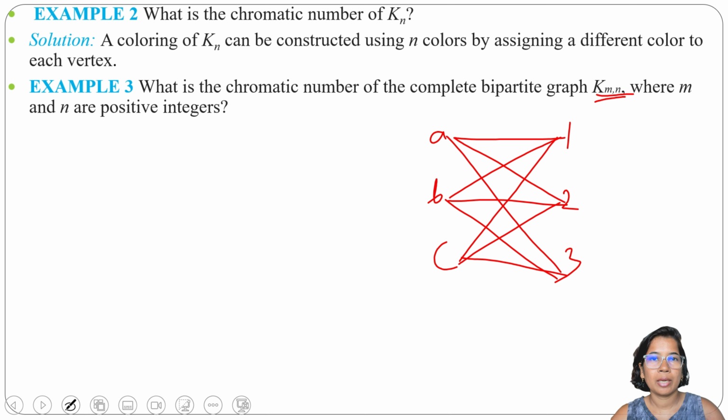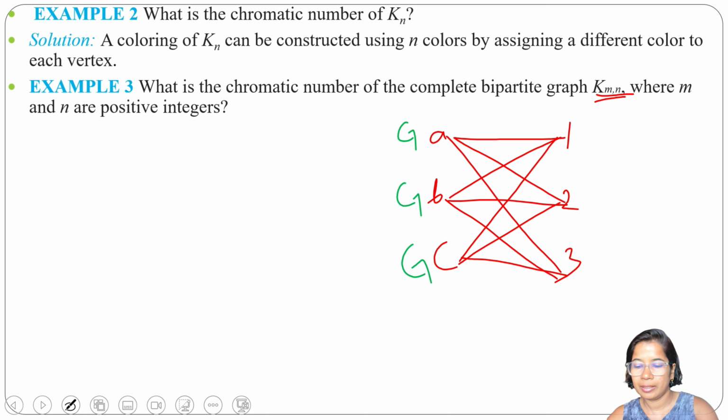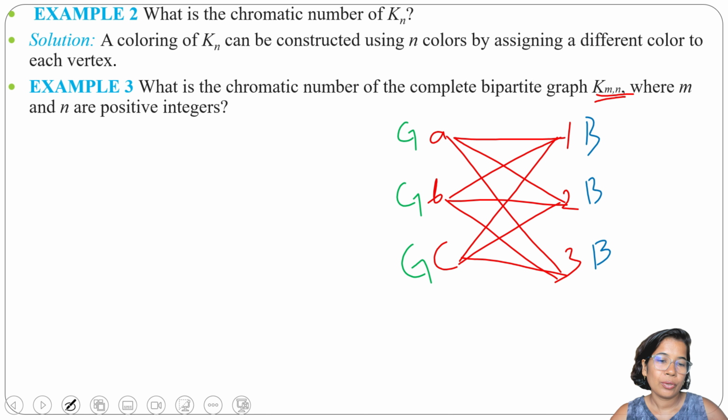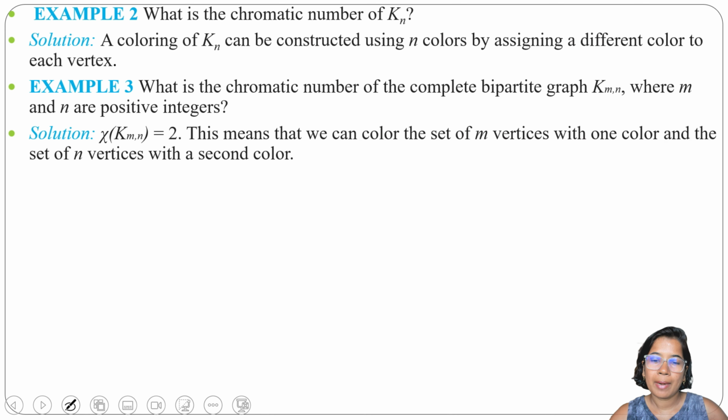Now let me assign colors. For A I can assign green, for B green, for C green. Then for 1 I can assign blue, for 2 blue, for 3 blue. So we just need two colors, one color for one set, another color for the other set. In Kmn we are partitioning the vertices into two groups. M is one group, N is another group. Here A, B and A, C are not adjacent, right? So all of A, B, C you can assign one color. 1, 2 and 1, 3 or 2, 3 are not adjacent. So you can assign one color to 1, 2, 3. So in the case of a complete bipartite graph, the chromatic number is 2. Next example 4.